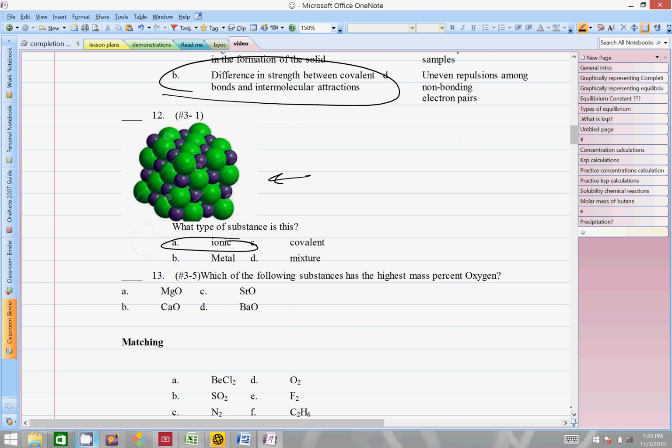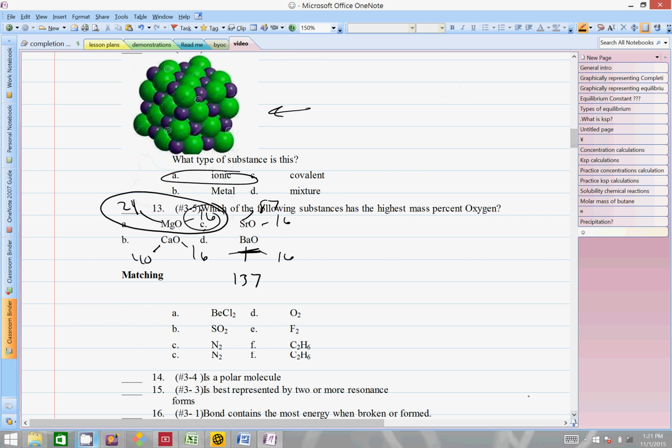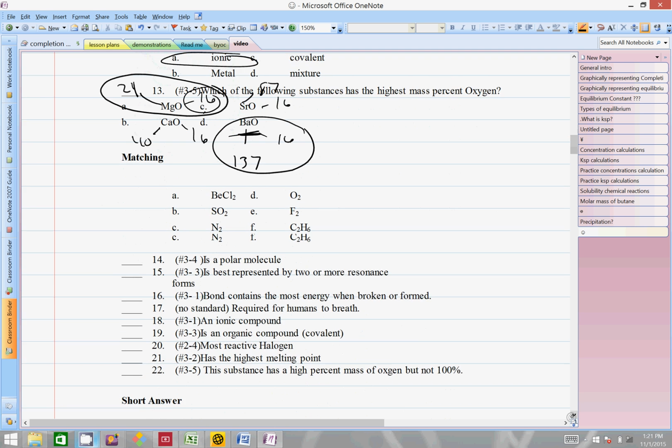We have the following substances, which has the highest percent mass of oxygen? Now, again, in this case, this guy is 16, all the oxygens are 16, that's the mass of an oxygen atom. But what about the other guy? This guy is 24, this guy is 40, this guy is 87, this guy is like 137, I believe. So, which of these guys has the highest percentage oxygen by mass? It's either this one or this guy, but magnesium oxide is almost half oxygen by mass, which is why it's the answer. I mentioned this one because it's the other end of the spectrum. It's the lowest. Alright, so we have some matching here.